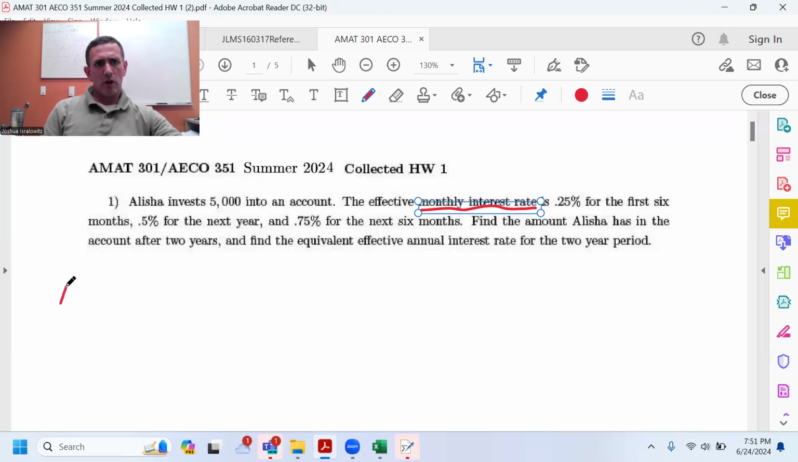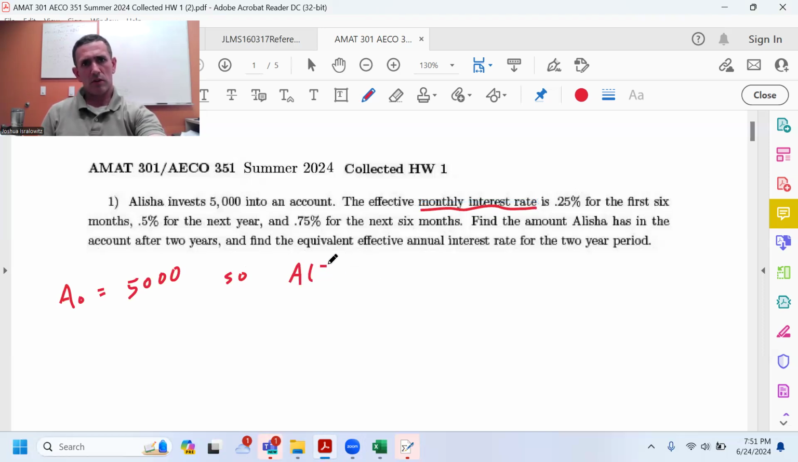All right, so we're given A(0) is 5,000. So A(2) after 2 years. So 5,000 is going to accrue 6 months of interest at 0.25%. So you take 0.25, divide by 100 and add 1, it's 1.0025, to the power of 6, for 6 months.